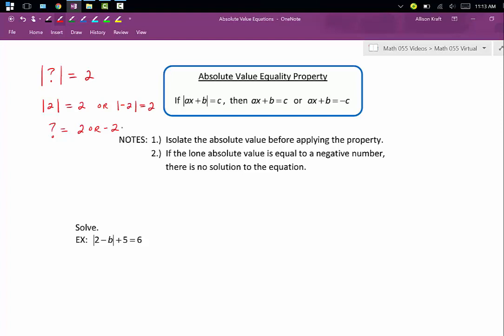Note that you'll have to isolate the absolute value before applying the property. There's nothing on that left-hand side but the absolute value. Second, if the lone absolute value ends up being equal to a negative number, there's no solution to the equation since absolute value is a distance and has to either be a positive number or 0.